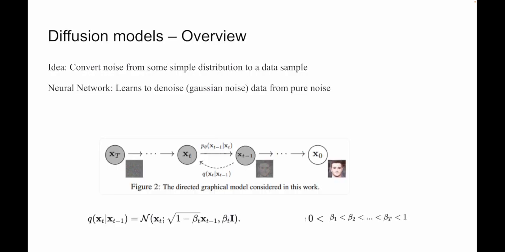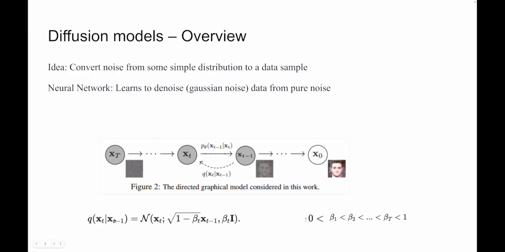So let's first look at what a diffusion model is. The idea is that we convert noise from some simple distribution to a data sample. In simple words, we can describe a diffusion model as two processes. One process is the forward process, which is gradually adding noise to a clean image. We predefine some scheduler like the beta down here. So we have beta 1, beta 2 to beta t, and they all are in the range of 0 to 1, and beta 1 is less than beta 2, and so on and so forth.